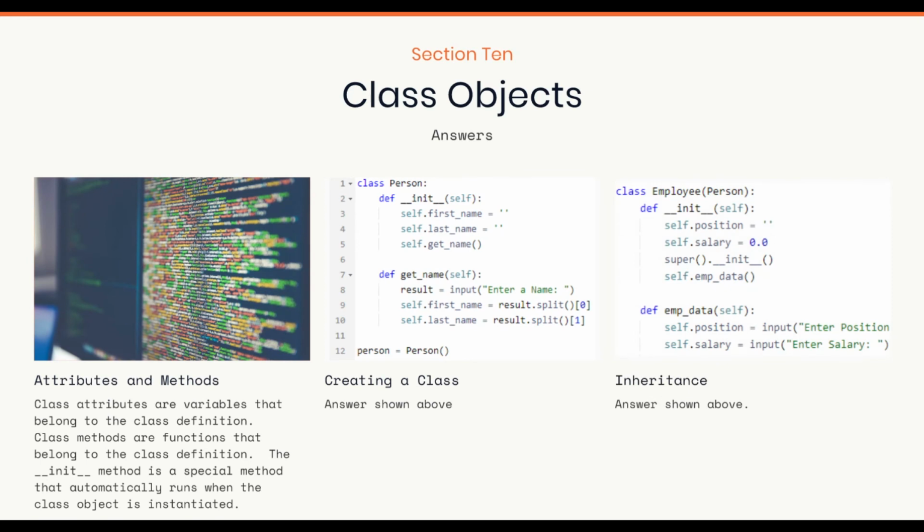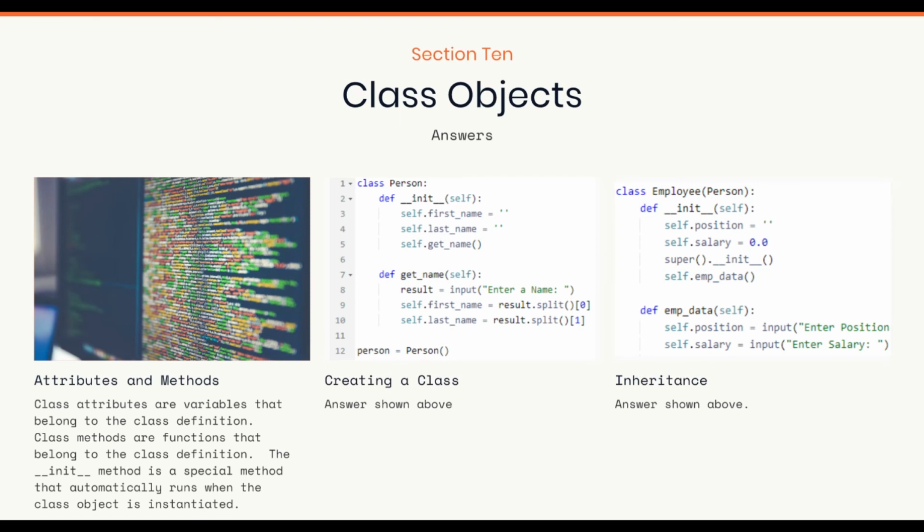Class object answers. All right, attributes and methods. Class attributes are variables that belong to the class definition. Class methods are functions that belong to the class definition. So there's a distinction right there, right? What's the distinction between methods and functions? Functions are often these free floating things, those boxes of logic that do something specific, where a method probably belongs to a class. It's part of a class definition, but at the end of the day, it's also just a function.